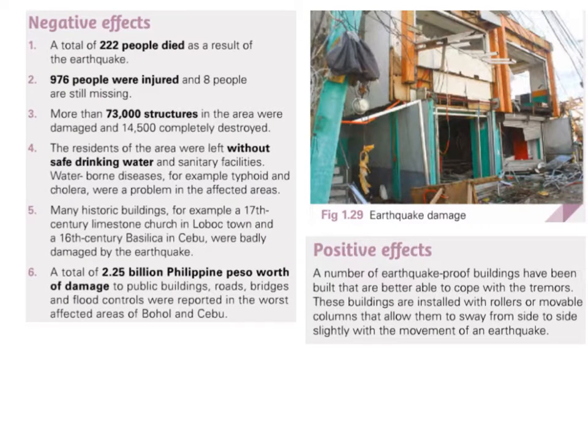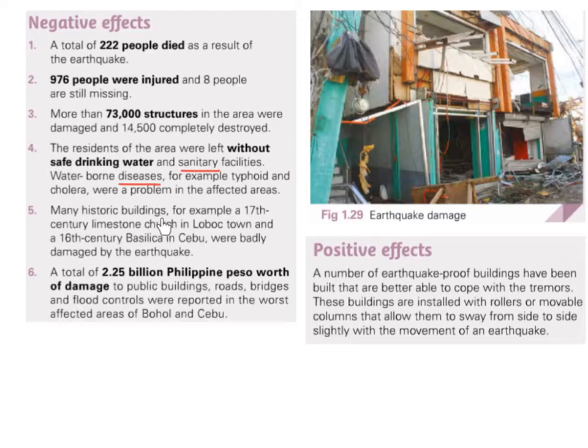Some negative effects. A total of 222 people died as a result of the earthquake. 976 people were injured, 8 people are still missing. More than 73,000 structures in the area were damaged and 14,500 completely destroyed. The residents of the area were left without safe drinking water and sanitary facilities. Waterborne diseases, for example, typhoid and cholera, were a problem in the affected areas.